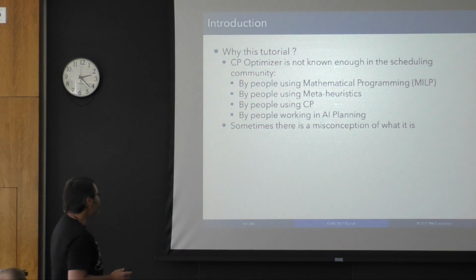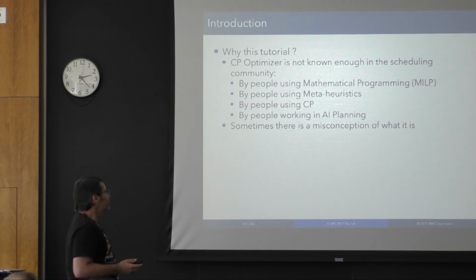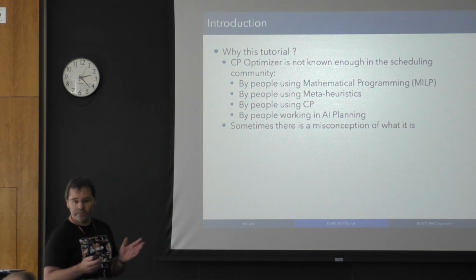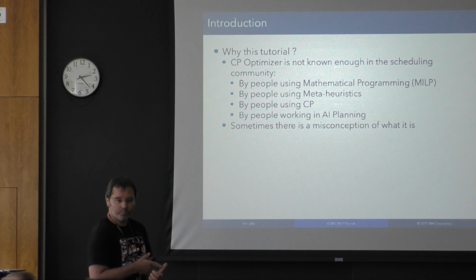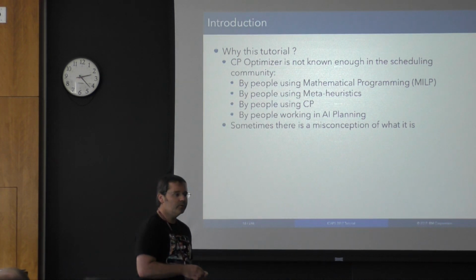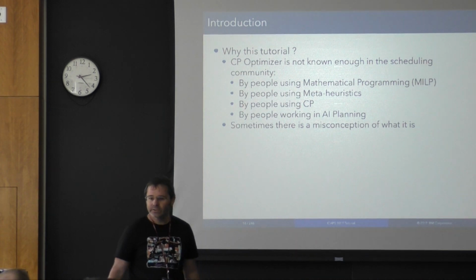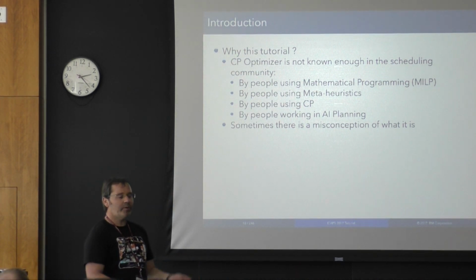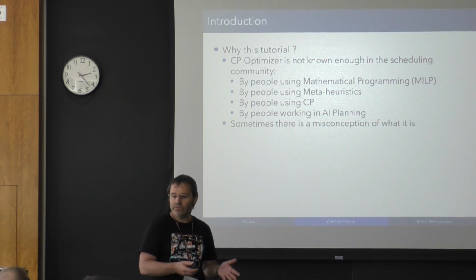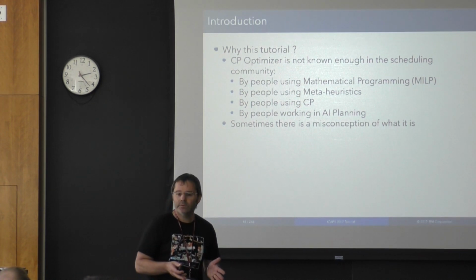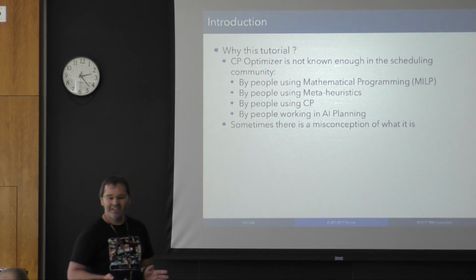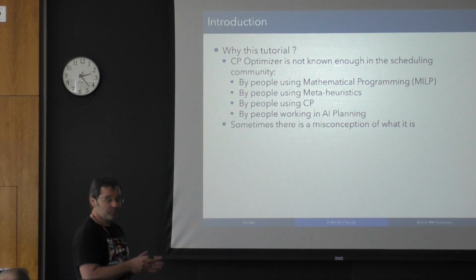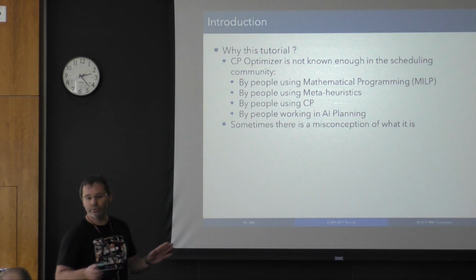Okay, so first I should say, why this tutorial? Because I think CP Optimizer is not well enough known in the scheduling community. It's not well enough known by people who are using mathematical programming, because each time I go to a conference in operations research, each time there is a scheduling problem, everybody, because it's their background, first starts with a MIP model for doing that. And, well, that's fine. We will see. But quite often it is much easier to try a CP Optimizer model, and then at least you can see very easily if it works or not for your problem.